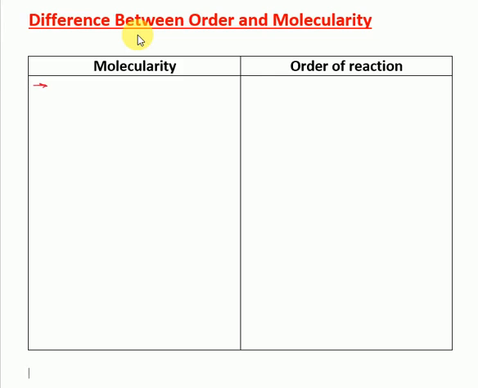It is the total number of reacting species, its molecules, atoms or ions, which bring the chemical change.